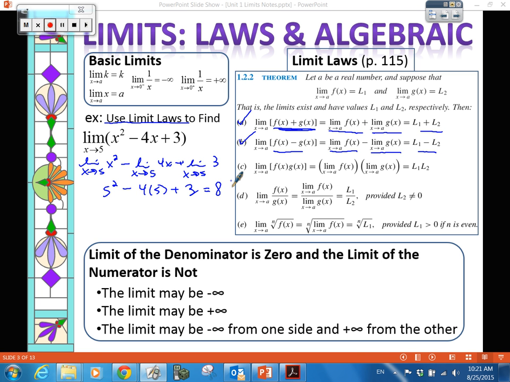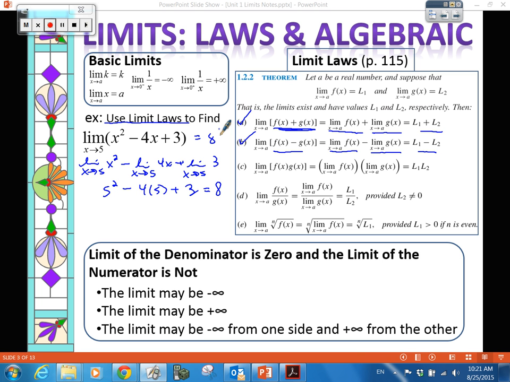So we have 8. Now, if this were just a regular problem and it didn't say use limit laws, you could actually do that in your head. You could put in the 5, work that all around in your head, and then come out with the number 8. But this one actually asks you to use limit laws, so you've got to rewrite it. All right, any questions on limit laws? That's basically it. It's pretty straightforward.